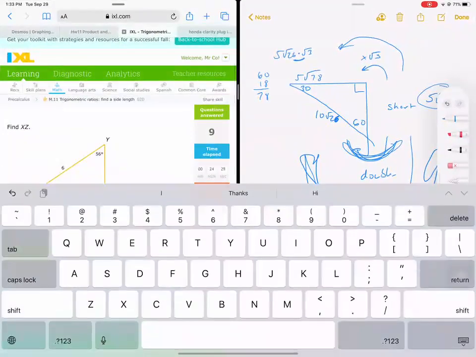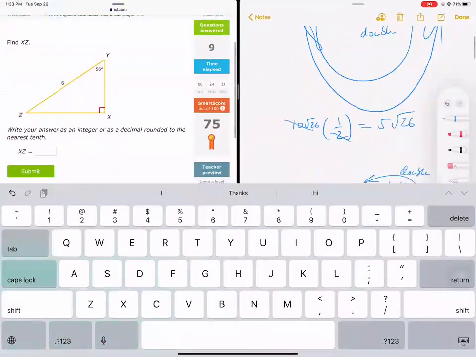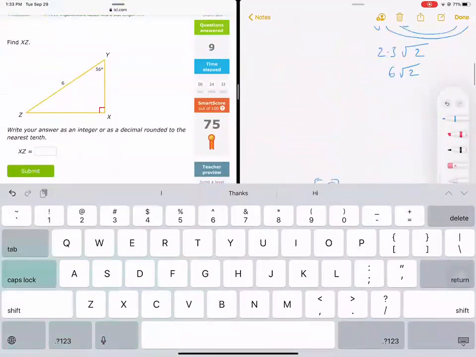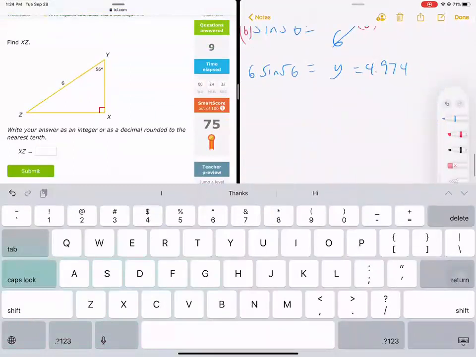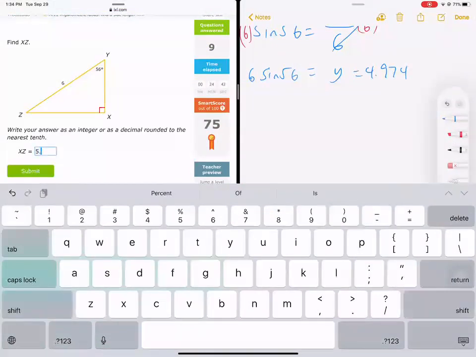Okay, so they want me to write an answer. So the answer was, come on, where'd it go? Okay, they want me to say the nearest tenth. So I'm going to round up. So it'll be 5.0. Nearest tenth is this guy. But to round up, I need to bump it up. So 9 plus 1 is a 10. So we'll add 5.